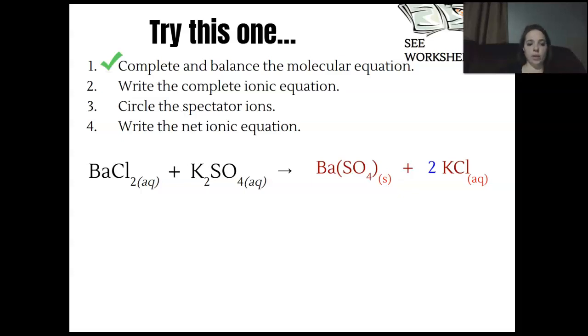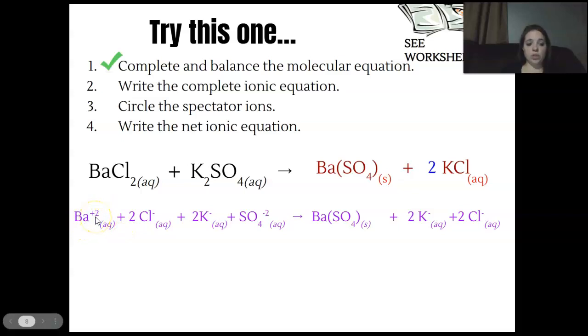Wherever I see an aqueous, I've got to break it apart into the ions. So breaking it apart into ions, I've got barium +2 and 2 chlorine minus. Anytime I see a subscript, not including the polyatomics, I pull the 2 from the bottom part, the subscript, and I pull it up to make it a coefficient. Same with the potassium. There are 2 potassiums, so 2 potassium plus, and 1 sulfate -2. Same for here. Notice I left that solid alone.